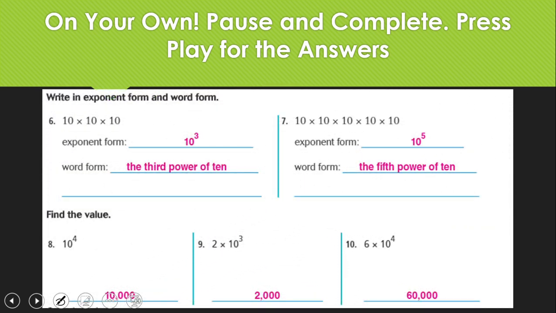Okay, so here are your answers. We have 10 times 10 times 10 in exponent form is 10 to the 3rd. Word form is the power of 10, or 10 to the 3rd power, or 10 to the power of 3. And then we have 10 times 10 times 10 times 10 times 10 for number 7. That's 10 to the 5th power, or the 5th power of 10. Then we can look down for 8. We have 10,000. Then for 9, 2,000. And then for number 10, we have 60,000.